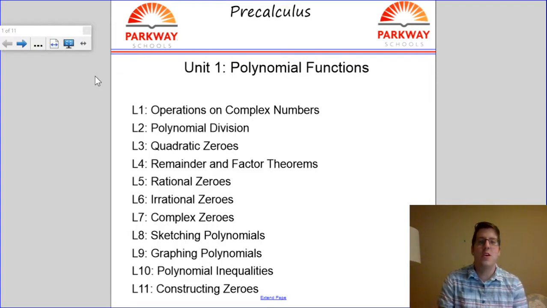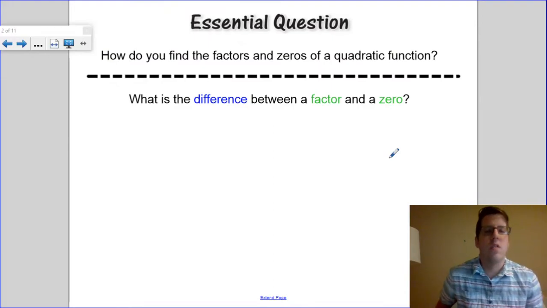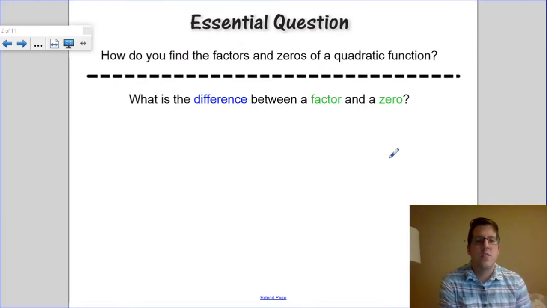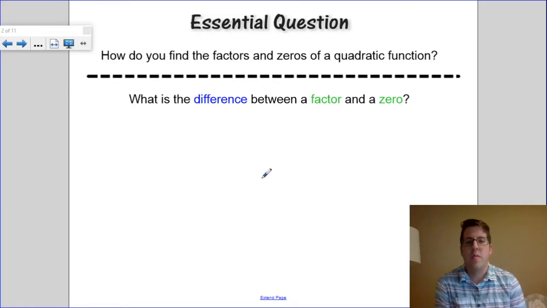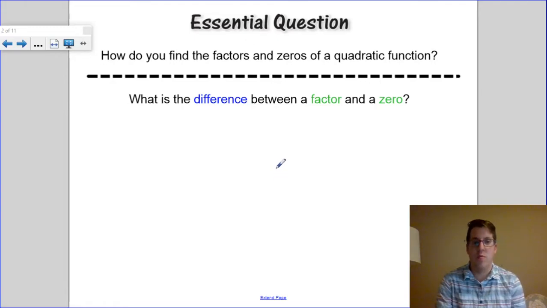This is another video in our pre-calculus series. This is Unit 1 Polynomial Functions, and we are in Lesson 3 Quadratic Zeroes. Here we go. So our overall essential question is, how do you find the factors and zeros of a quadratic function? So we need to think about what the difference is between a factor and a zero.